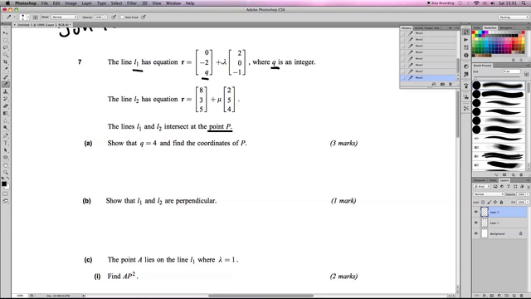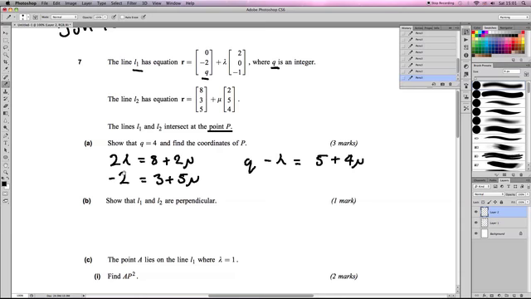So the first one would be 0 plus 2 lambda. That's equal to 8 plus 2 mu. So that's one equation. The other equation is minus 2 is equal to 3 plus 5 lambda. Oh, not mu. Can't talk today, or can't read today. And then we've got that unknown, which is q minus lambda is equal to 5 plus 4 mu.